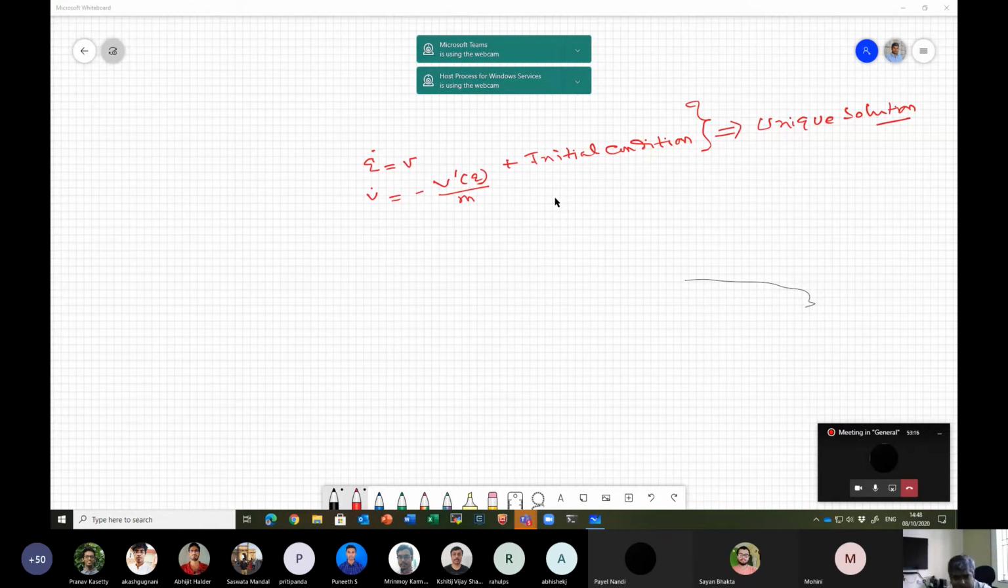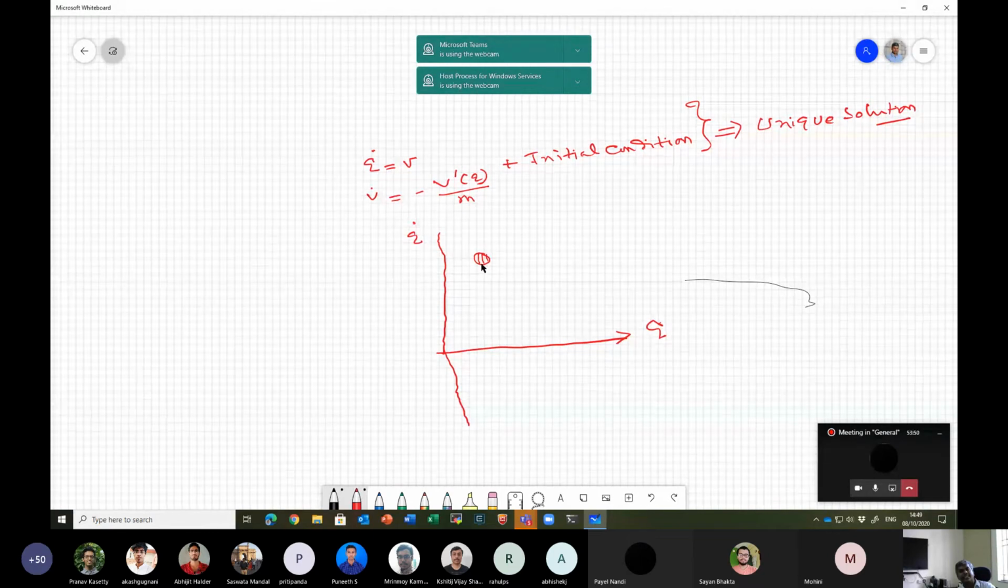Now we will use this idea of a unique solution to describe the phase space. So for the phase space, say this is q and this is q dot. What we have discussed till now is that we need to know the initial position and the velocity of the particle. Say this is the initial position and the velocity of the particle.